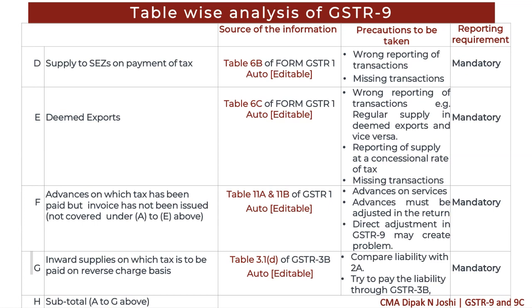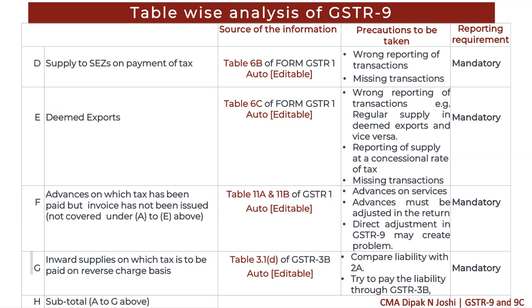You should avoid direct adjustment in GSTR 9 because that will again mismatch your GSTR 1 with GSTR 9, GSTR 3B with GSTR 9, right? So you should make the appropriate adjustment in GSTR 1 and GSTR 3B, and then only you should make the appropriate change in GSTR 9.